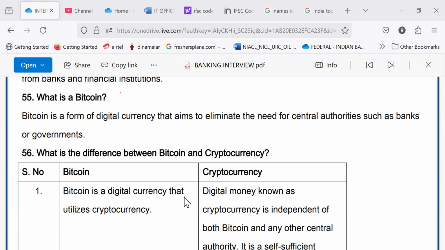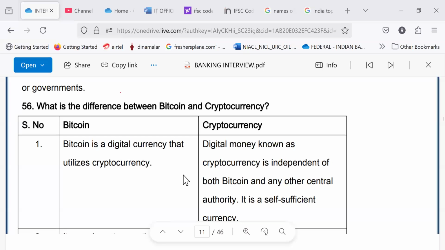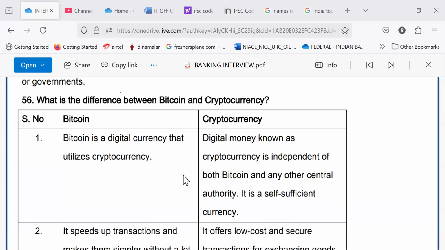In India, this Bitcoin is not approved or recognized by the government. There are some countries which have recognized it, America, Canada, and all. It is an accepted form there. And this Bitcoin and all, the value is going up like anything. It was only $60,000 per one Bitcoin. Nowadays, it is more than a lakh and all. We don't know what it is. It's very tough. Continue with 56.